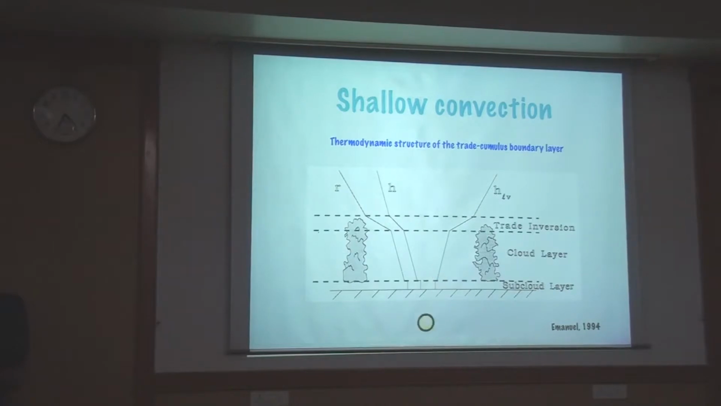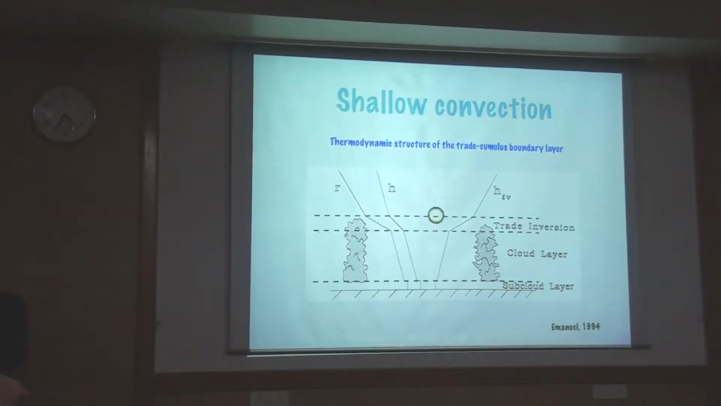So what you see in the subcloud layer, this is mixing ratio, and this is moist static energy. This is virtual moist static energy. And what you see, if you just look at the leftmost and the rightmost, in the subcloud layer everything is well mixed, so these numbers are constant with height. Then in the cloud layer, there's a small increase in this quantity, and then there's the inversion.